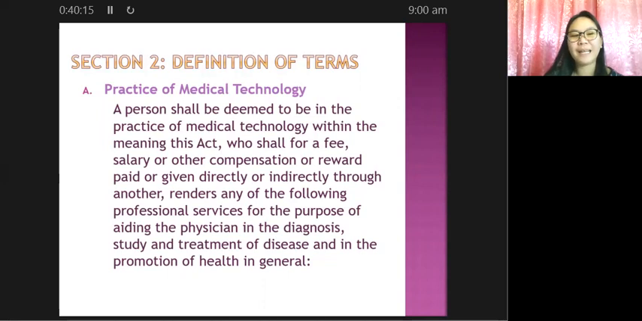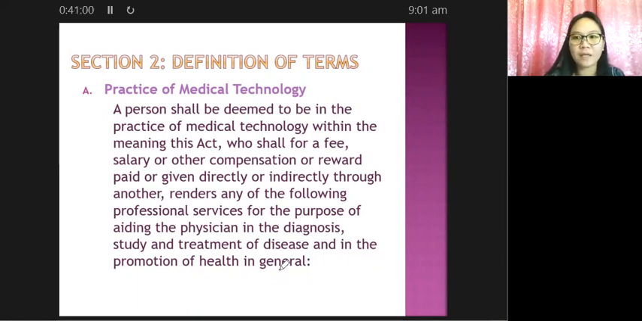So what does this particular term mean according to Section 2 of 5527? A person shall be deemed to be in the practice of medical technology within the meaning of this act, who shall, for a fee, salary, or other compensation or reward paid or given directly or indirectly through another, render any of the following professional services for the purpose of aiding the physician in the diagnosis, study, and treatment of disease, and in the promotion of health in general.